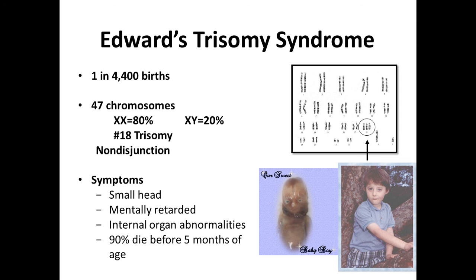Usually many of them don't fully come to term. Some of the symptoms include a small head, or microcephaly, and they're usually severely mentally retarded. It causes them a lot of learning disabilities and whatnot. They usually have abnormalities with their internal organs. And about 90% of them die before the first 5 months of age.